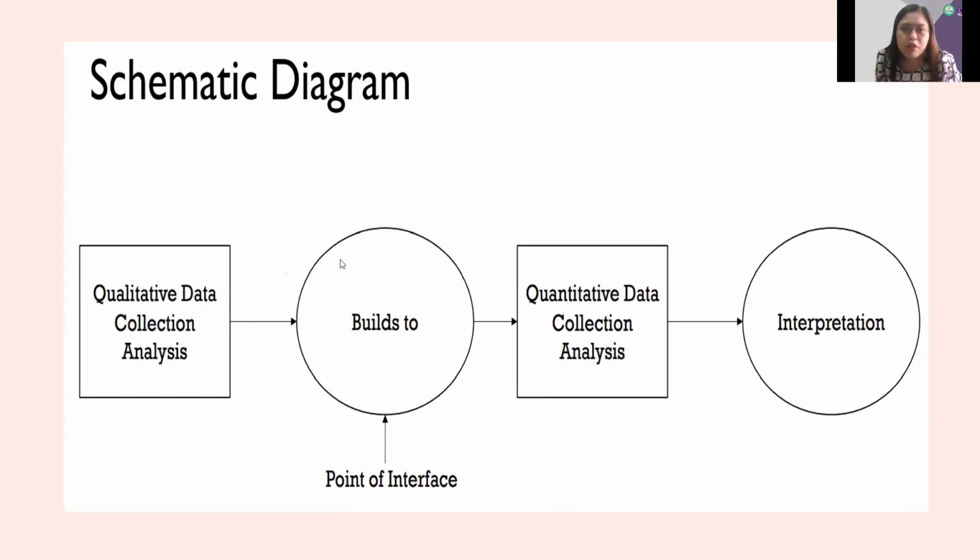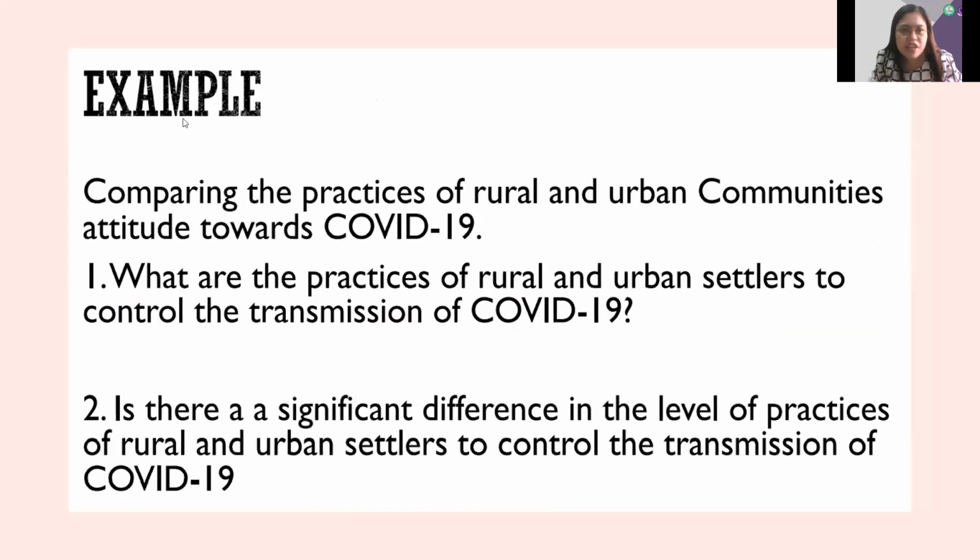And then the result of the quali will be used to make the quantitative na instrument. And then before tayo gagawa ng interpretation. So baliktad siya. So we have here the example, comparing the practices of rural and urban communities towards COVID-19. Practices ha, practices ng rural and urban communities sa COVID-19.